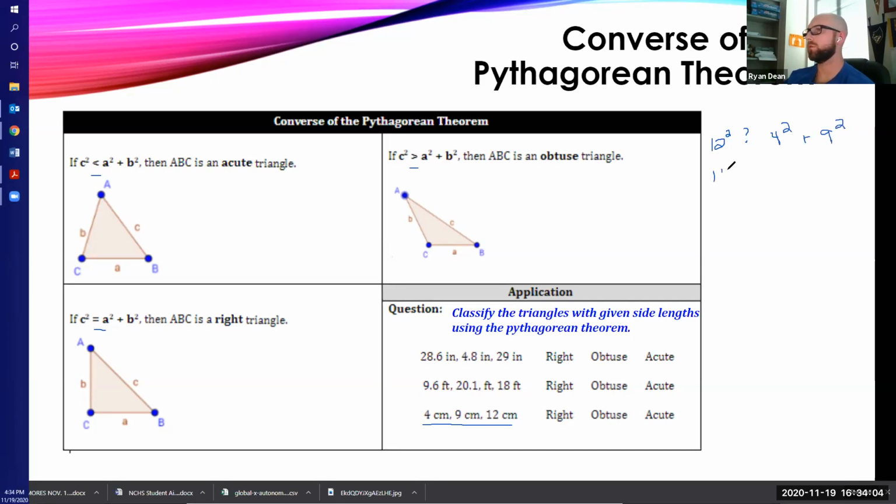12 squared is 144. 4 squared is 16. 9 squared is 81. 16 and 81 is going to be 97. We fill in our symbol. 144 is greater than 97. That falls into this category for obtuse. Okay, so that's how you solve questions like that.